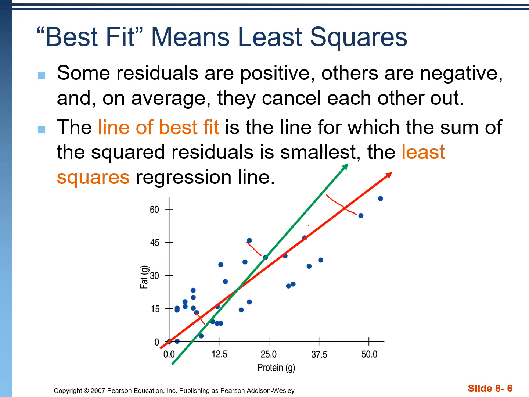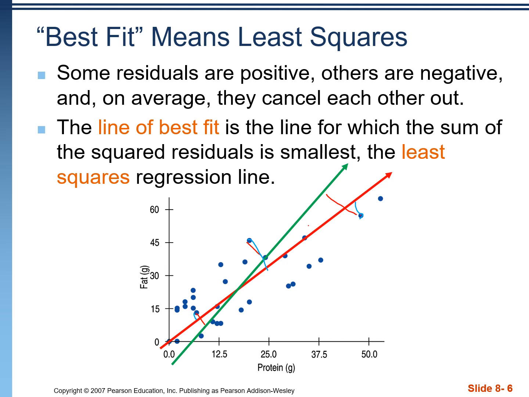We can see over here, this one got a lot smaller. This one got a little bit bigger. This one got a bit smaller. So all these change. Some get bigger, some get smaller. The line of best fit is the line that minimizes those residuals.